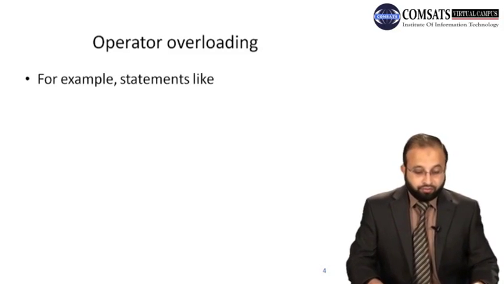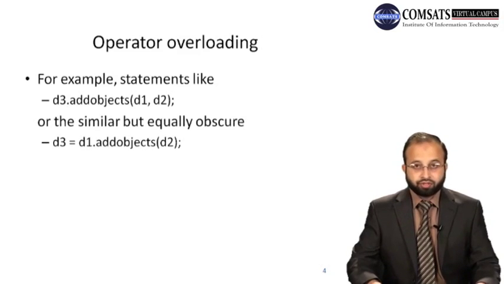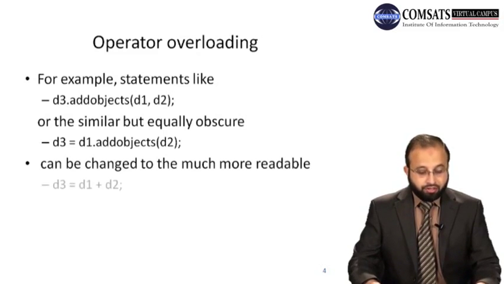Now, operator overloading. In the last lecture, I showed you the example that we can add two distance objects d1 and d2 by passing these two objects by value or by reference to a function, let's say named add distance or add objects, and it will add two objects, and in the second case it returns the object. In the first case it stores the value of the addition of these two distances d1 and d2 in the object d3, right? So this can be changed into a much more readable format, that is d3 is equal to d1 plus d2. So now this is a much easier to understand format.